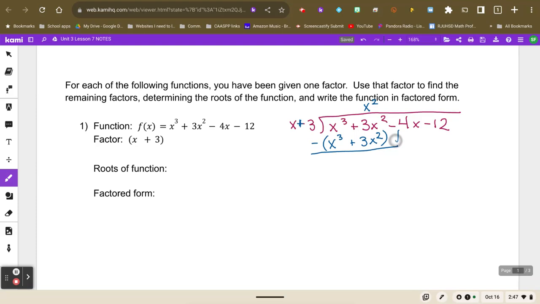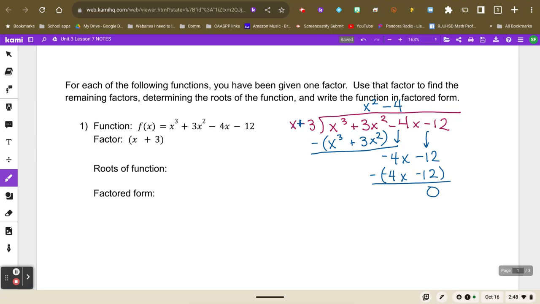So I'm going to bring down the next term, negative 4x. I can't do anything about it, so I'm going to continue to bring down the next one. So minus 12. And we want x. We have an x. We want a negative 4x. So I'm going to multiply it by negative 4. Negative 4 times x is negative 4x. Negative 4 times positive 3 is negative 12. If we subtract it, we get 0.